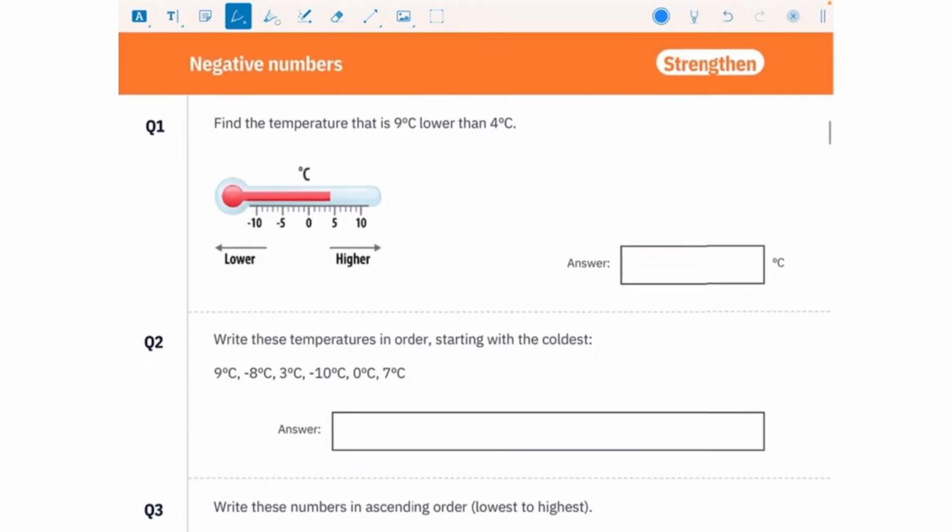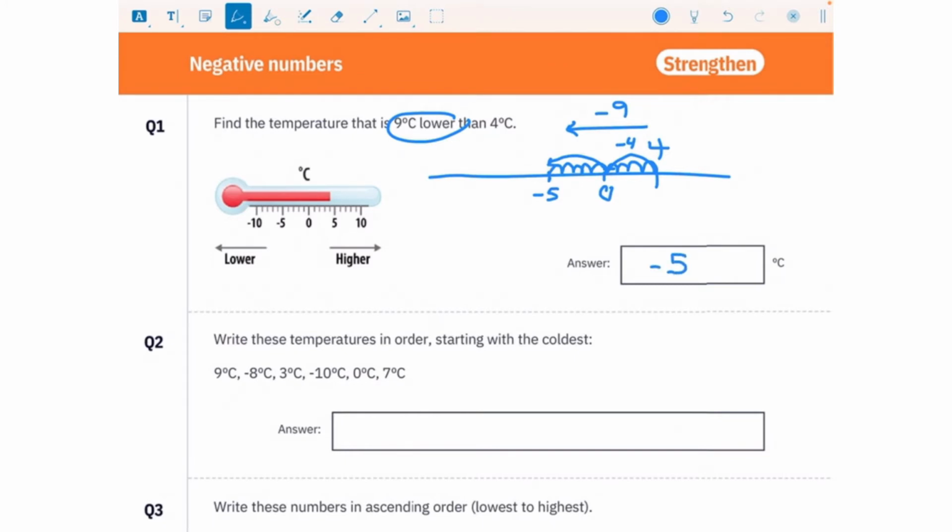To strengthen now, find the temperature that is 9 degrees lower than 4. So if you're at 4 on the number line, and we want to go 9 degrees lower, we're saying we want to go 9 to the left. We're going to take away 9. It would take us 4 to get to 0. And we've got 5 more to go, so we're going to go down and we would land at -5. If that's confusing, we can just count down. So 4, 3, 2, 1, 0, -1, -2, -3, -4, -5. And that would be 9 lower. So -5 degrees would be my temperature there.